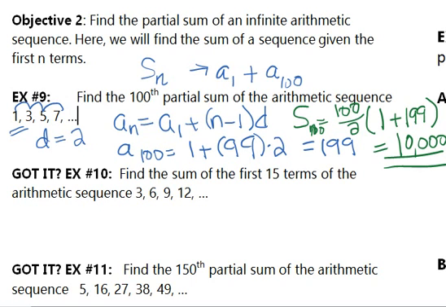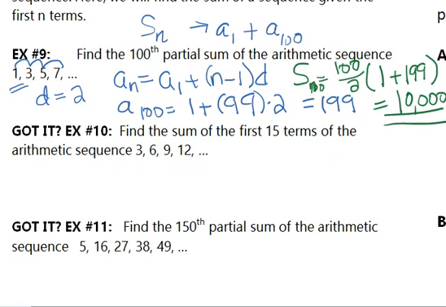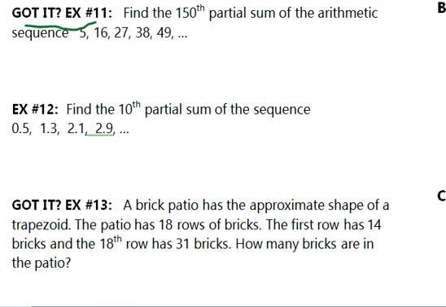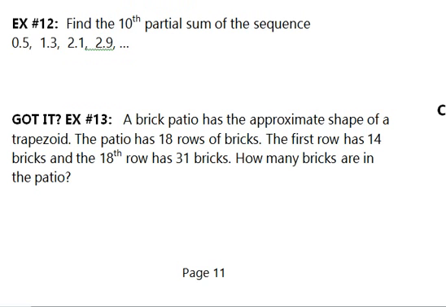Okay, so let's find the sum of the first 15 terms of the arithmetic sequence 3, 6, 9, and 12. So I'd like for you to go ahead and try that, example number 10 for the got it question and the got it number 11, using the same method of defining first your common difference, finding the term at the end, and the summation between the first term and that a sub n, whatever it is asking for you to do. So go ahead and pause and complete those. And when you're ready, let's go ahead and solve example number 12.